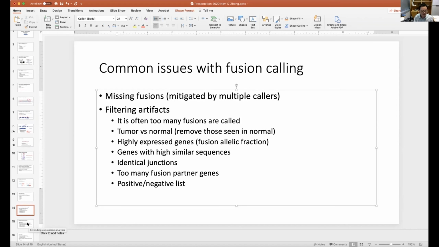In the new version of the product, we actually include this. So the positive fusions come from the literature. We have about 300 positive fusions, and for the negative fusions, we also have a couple hundred, I believe.